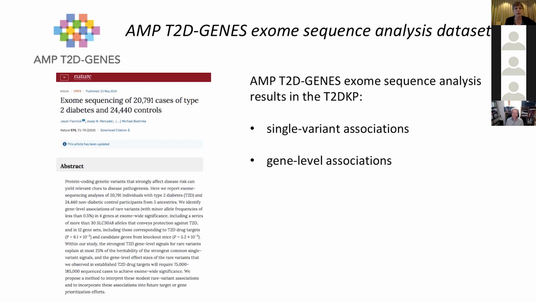So the single variant associations are integrated into the portal just like all our other associations are. But then the study also produced gene level associations, which are really valuable given that a lot of rare variants were uncovered by the exome sequence analysis. So we hadn't previously presented gene level associations in the portal.